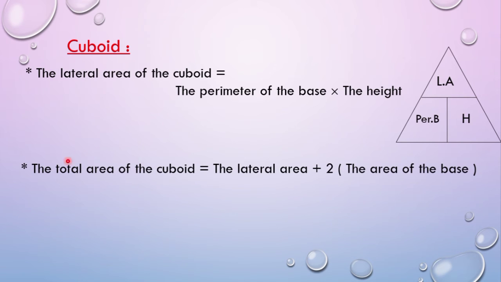And to get the total area of the cuboid, it means I will get the lateral area plus 2 times area of base.